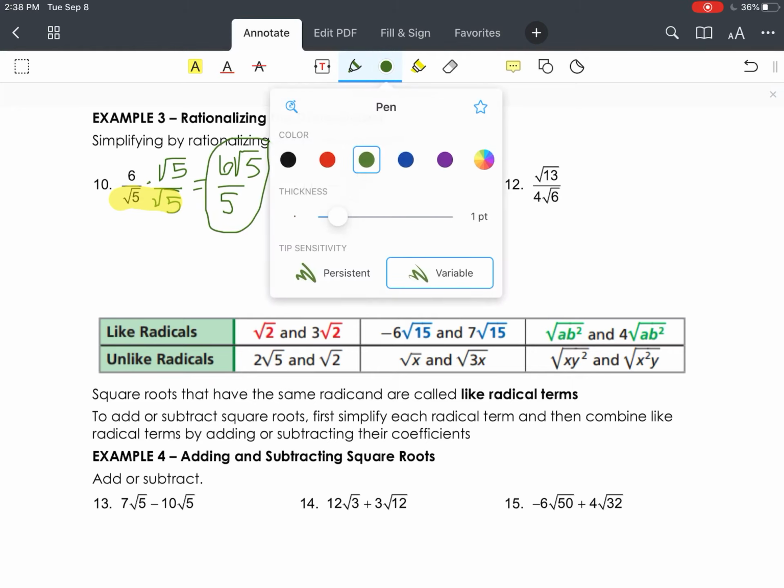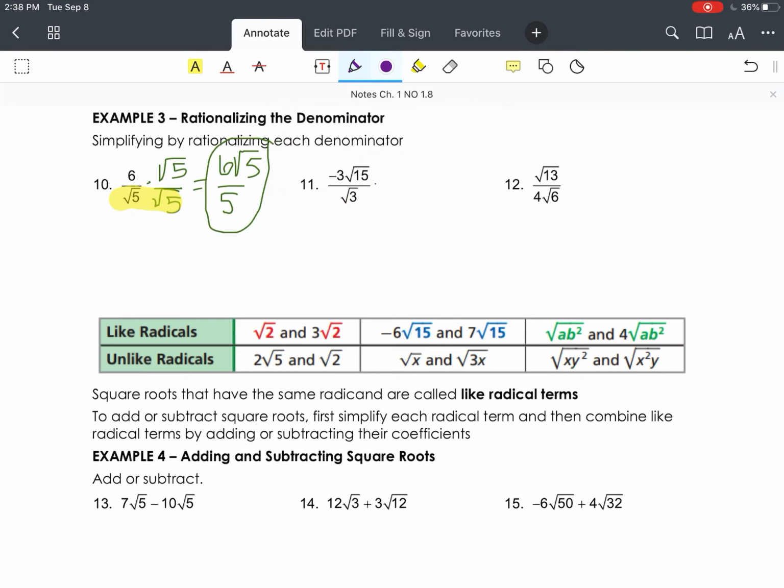So number 11, we're going to do the same thing. Again, our denominator of root 3, we cannot have in our final answer. So we're going to multiply by root 3 over root 3. Your denominator will just end up being 3. The square roots and the squaring undo each other. Your numerator is going to be negative 3 root 15 times 3, which is 45.